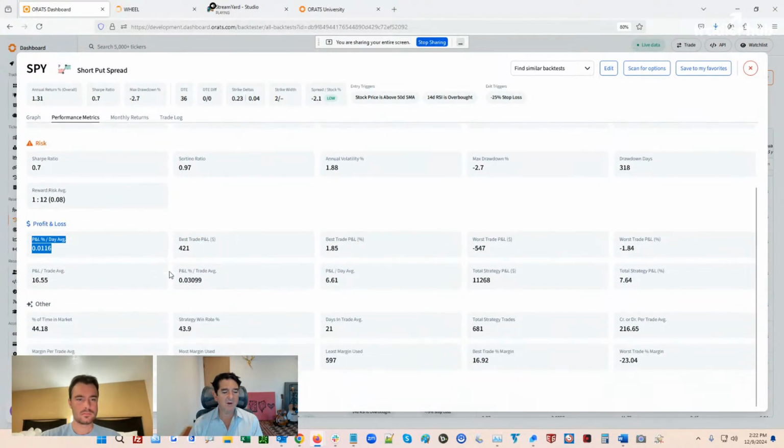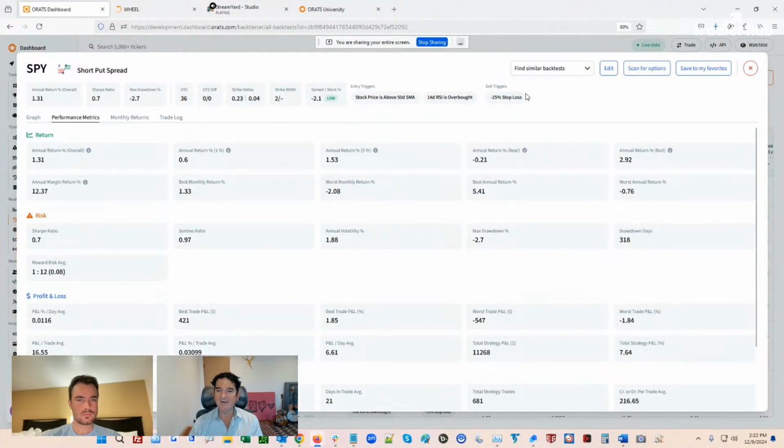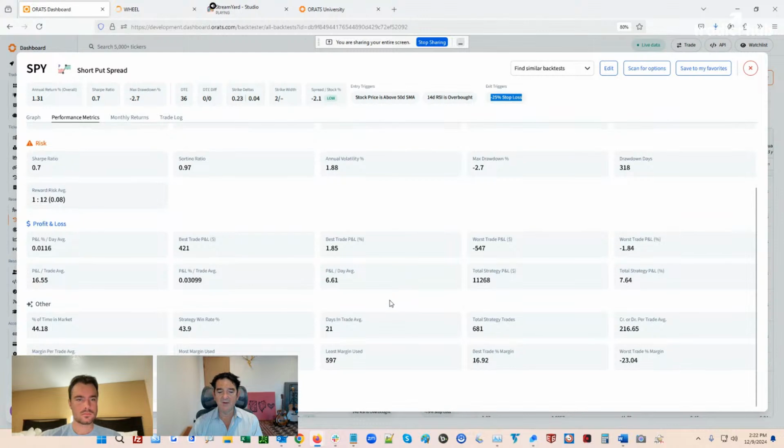And then you look at things like the percent of time in the market and the win rate, not very high because it's exiting very, very quickly. So your average loss is small compared to your average gain. So you could look at those types of things.